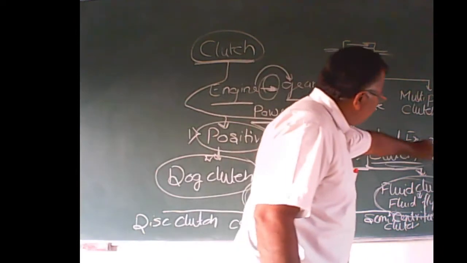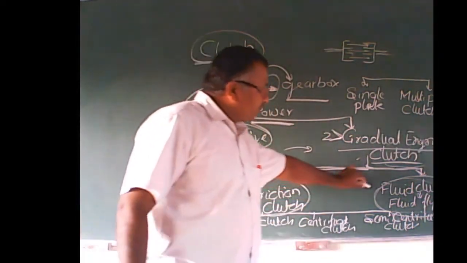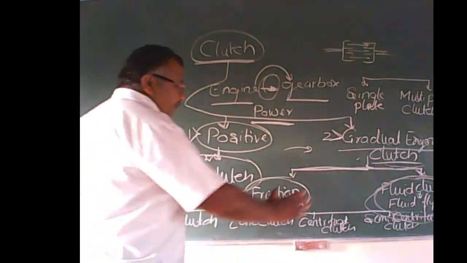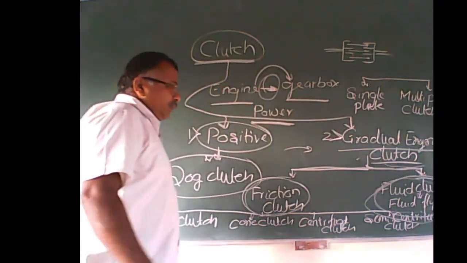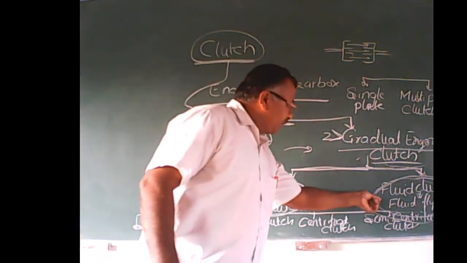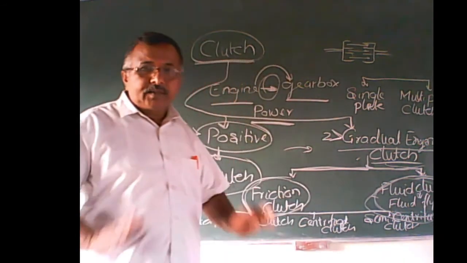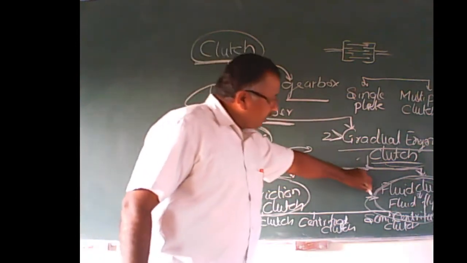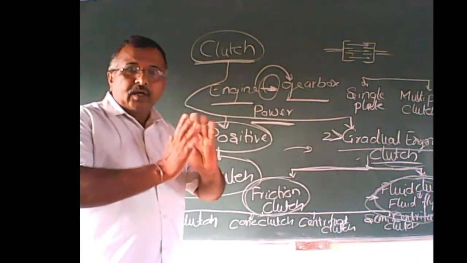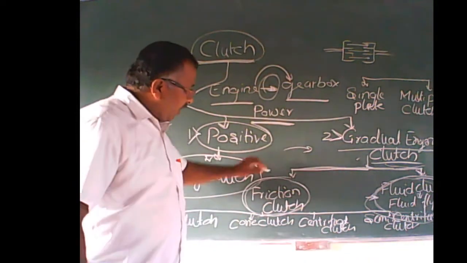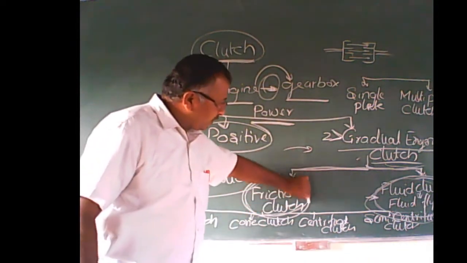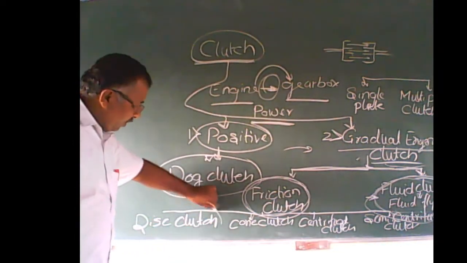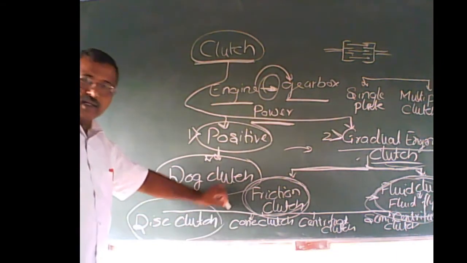But here, leakage chances are there. Very good sealing is required to maintain the fluid level in the unit. Suppose leakage takes place, then the fluid level drops and the force will reduce. Or if the speed of the engine reduces, there is a chance the clutch is going to slip. That's why we are using friction clutches in automobiles. The most popular type of clutch is the disc clutch.